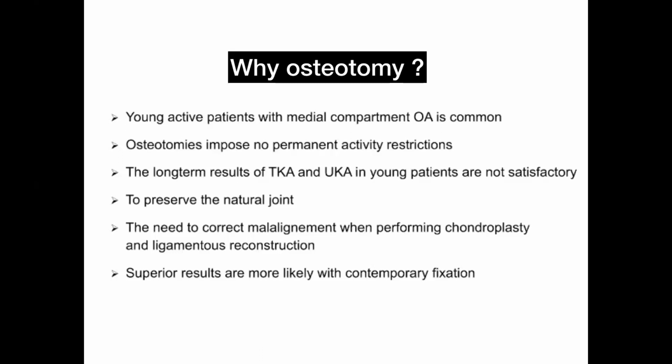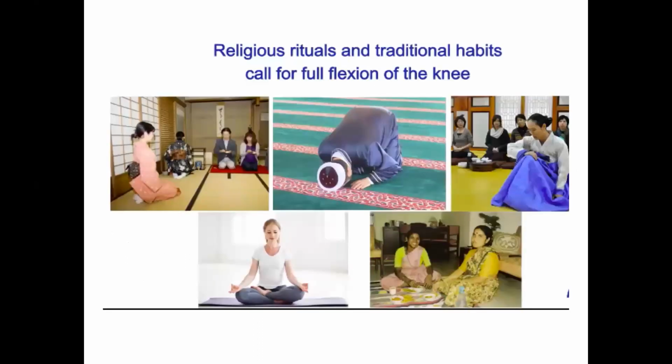And osteotomy preserves the natural joint, and there may be a need to correct malalignment when performing chondroplasty and ligamentous reconstruction, and results are superior with complementary fixation. In the Asian population, religious rituals and traditional habits call for full flexion of the knee. These are a few examples of why we need to preserve full flexion of the knee in Asian populations.